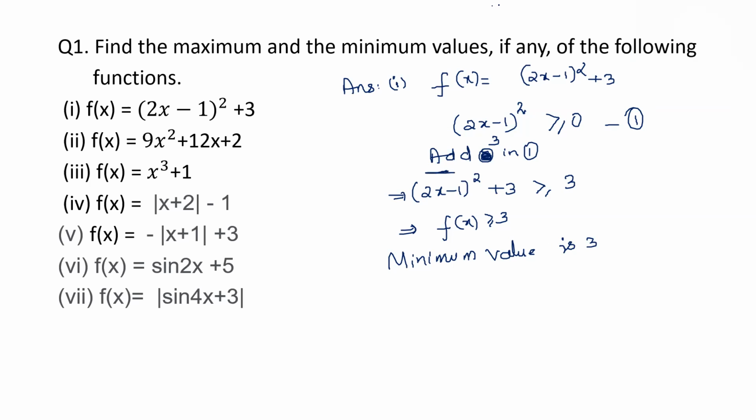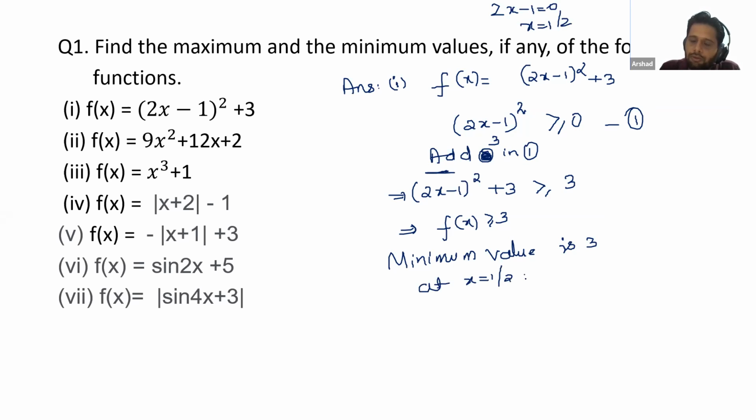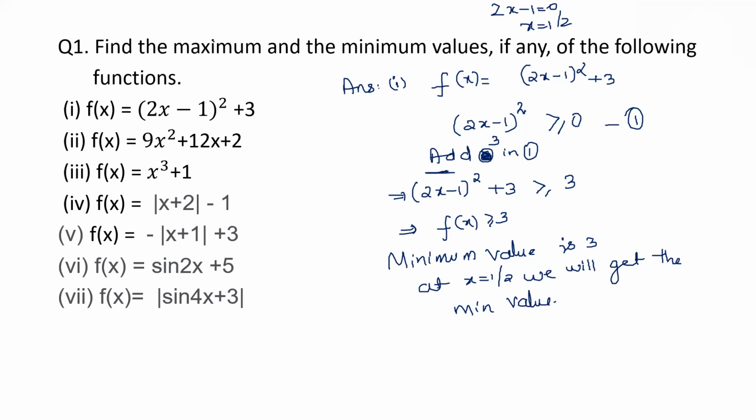We will get 3 when this will be 0. Equate this to 0, so you will get x equal to 1 by 2. So at x equal to 1 by 2, we will get the minimum value. I hope this is clear to everyone. So please note down this, raise your hands once it is done so that we can start the next question.